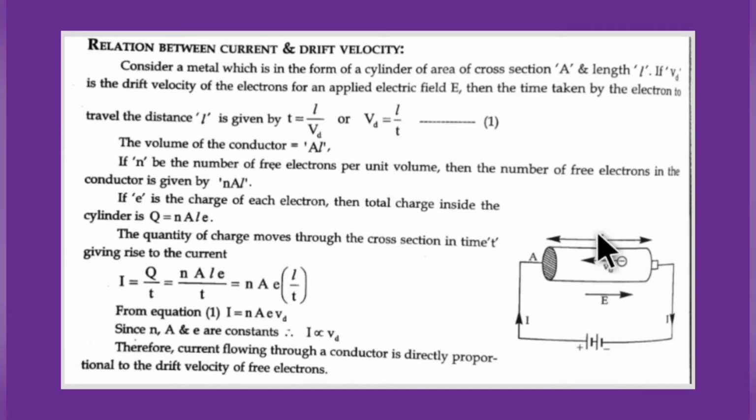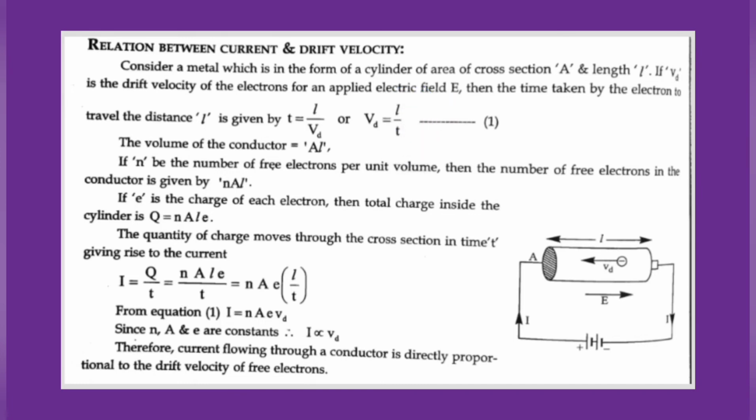In short form, quickly I'll explain now. Just consider a metal wire in the form of a cylinder of area of cross section A. This metal wire, if you cut into a piece like this, takes the form of a cylinder, right? Let us take this area of cross section as A and the length of the metal wire as L, and let Vd be the drift velocity of the electron and E the electric field. The time taken by the electron to travel distance L, that is time taken T, is equal to L by Vd, or we can write velocity is equal to distance by time taken. Our distance here is L and time taken is T.